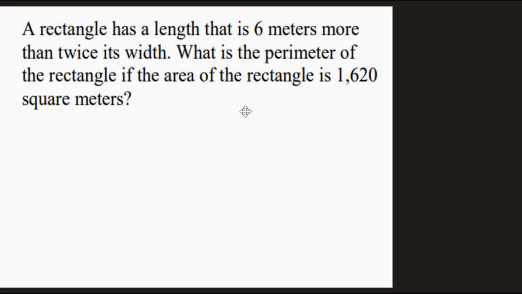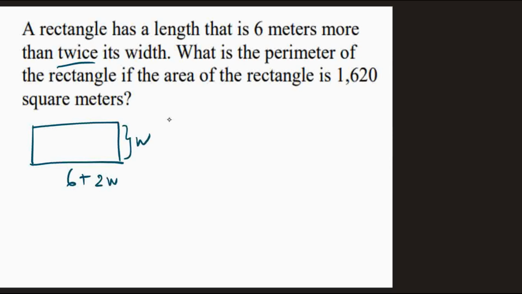A rectangle has a length that is 6 meters more than twice its width. What is the perimeter of the rectangle if the area of the rectangle is 1620 square meters? Now let's make some sketch. A rectangle, a length is 6 meters more than twice the width, so we put the plus. So if this is the width, this is the length.